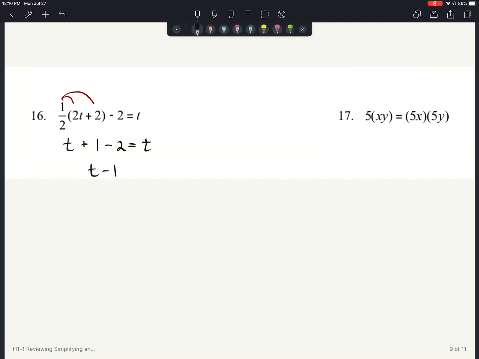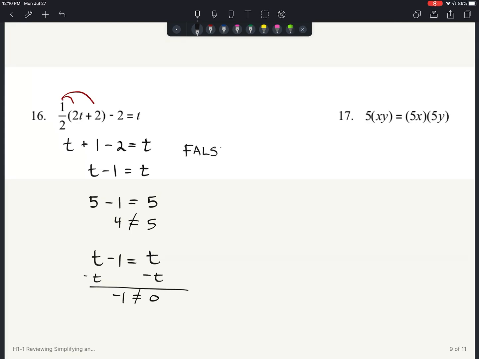So we have t minus 1 is equal to t, which in this case doesn't make sense. If I had plugged in, say, 5, 5 minus 1 does not equal 5. 5 minus 1 would be 4. 4 does not equal 5. I'm just showing you an example if you're plugging something in. Or if we subtracted our t from each side, we would end up with negative 1 equals 0, which is not true. So we can conclude here that this one is false.